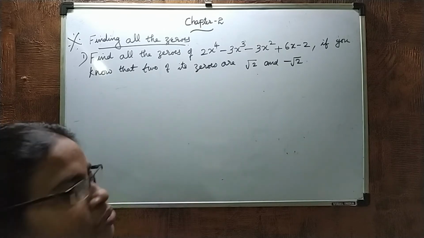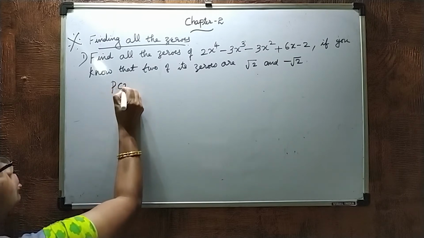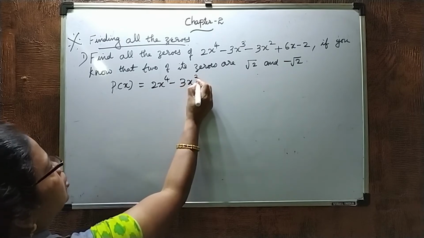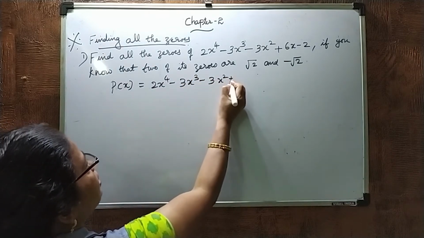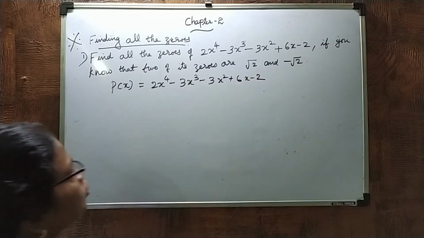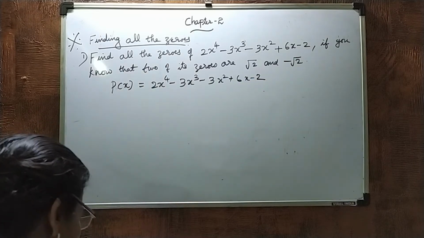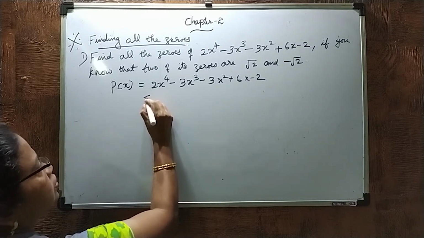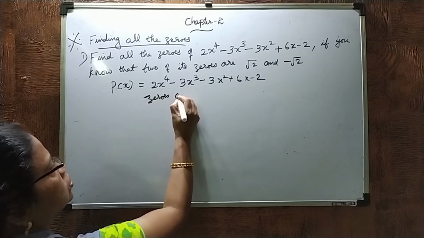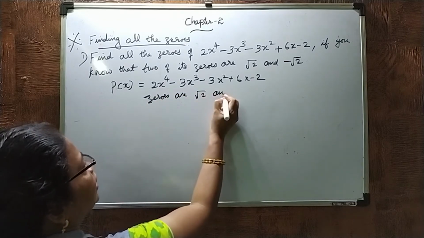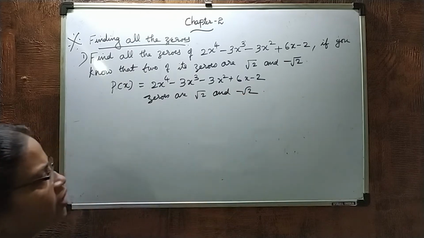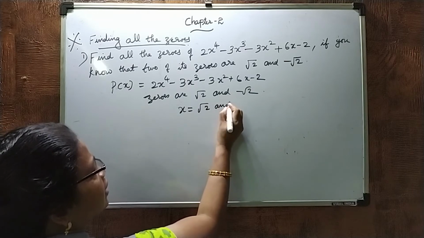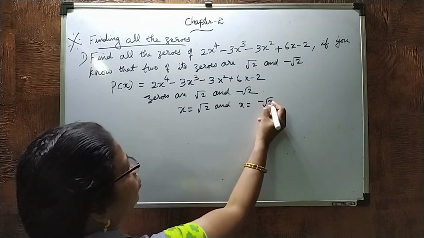So we are going to do that now. P of x is equal to 2x raised to 4 minus 3x cube minus 3x square plus 6x minus 2. So you have to find out 2 more zeros. They have given you 2 zeros there: root 2 and negative root 2. Then this can be written as x is equal to root 2 and x is equal to negative root 2.